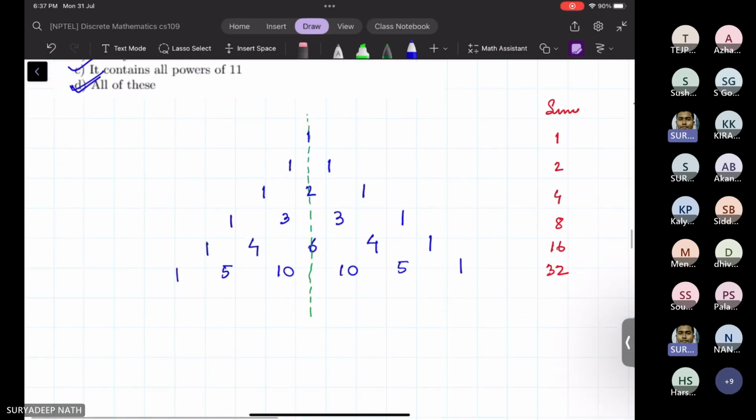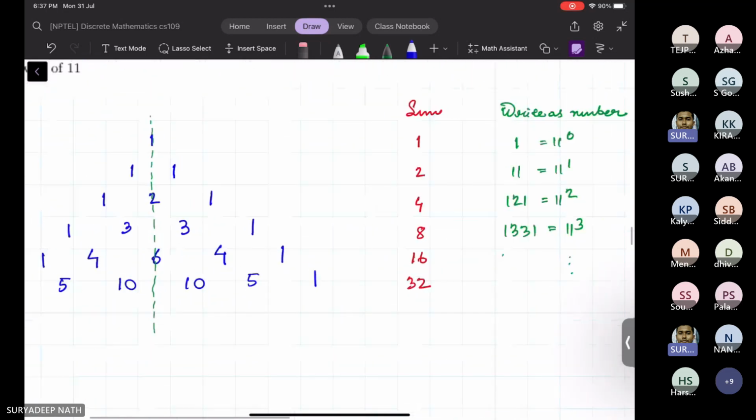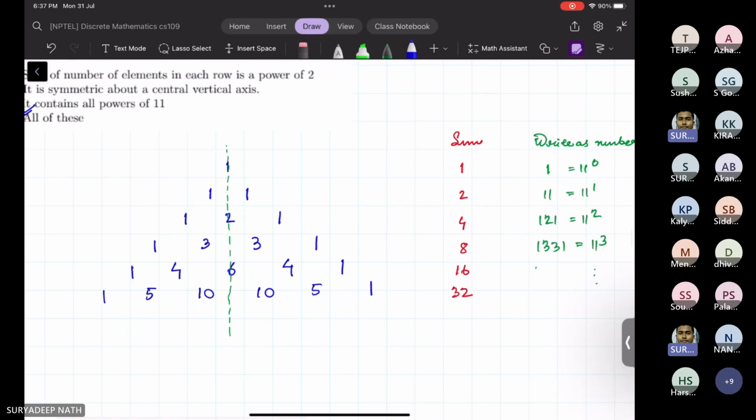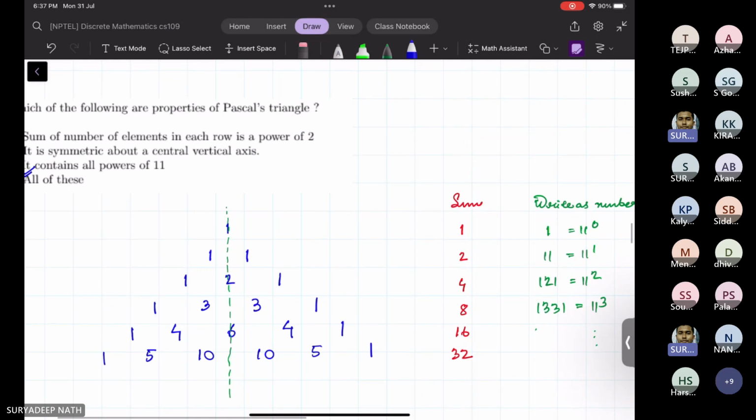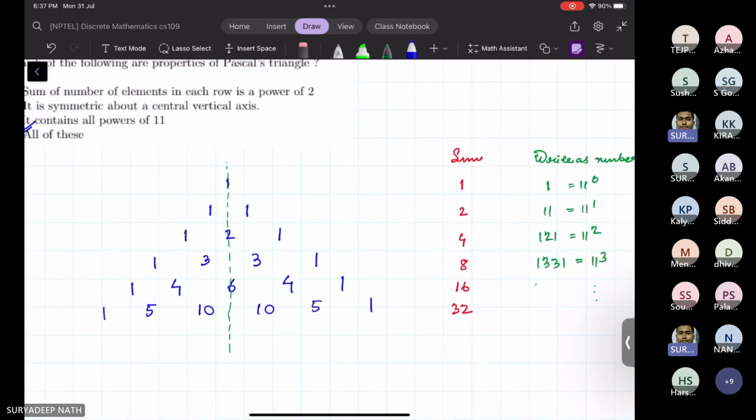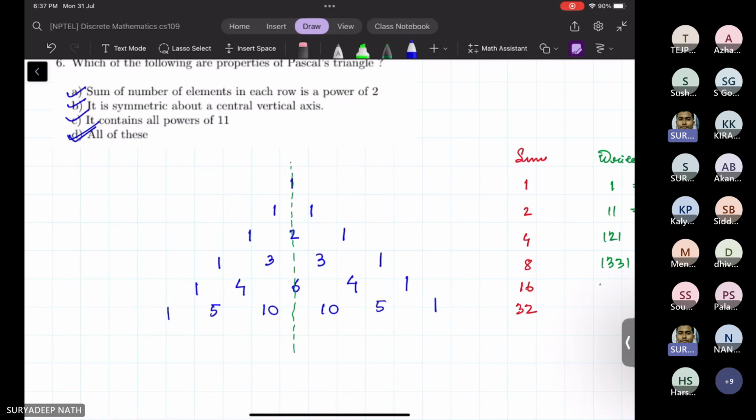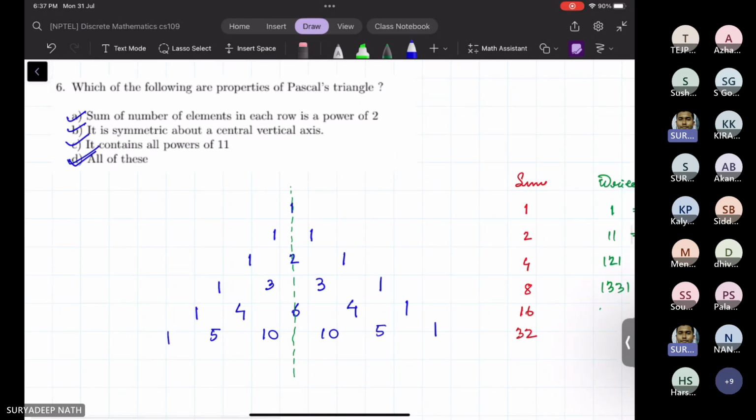So these are the properties of Pascal's triangle. I think these are well mentioned in the lectures as well. We can also prove it. If anyone of you is interested in how these come about, I can discuss further. But for this question, you only need to know that all of them are correct properties of Pascal's triangle.